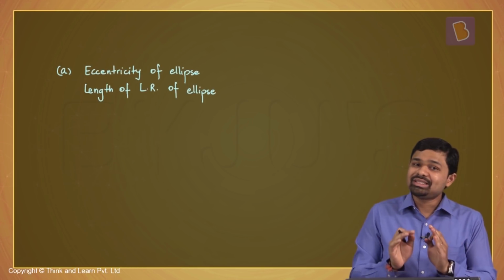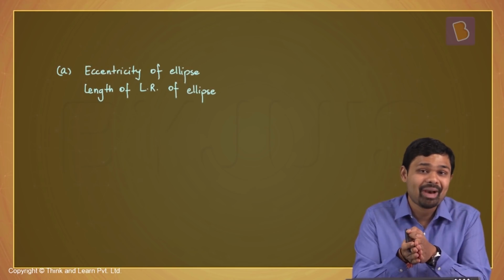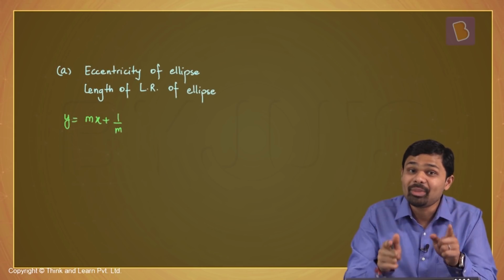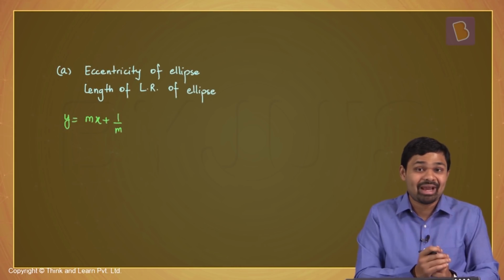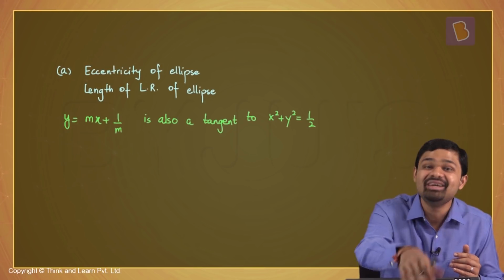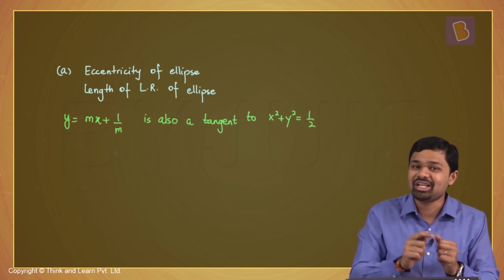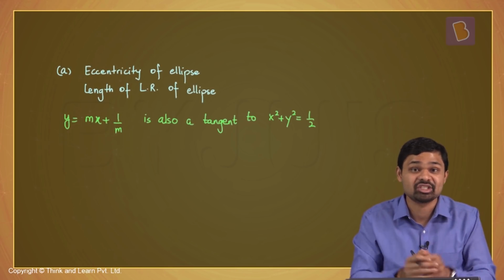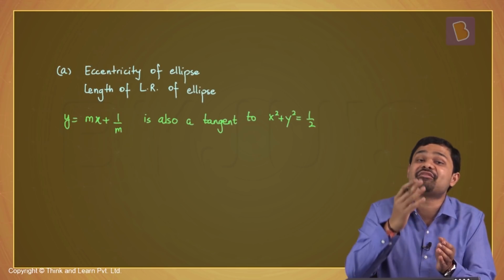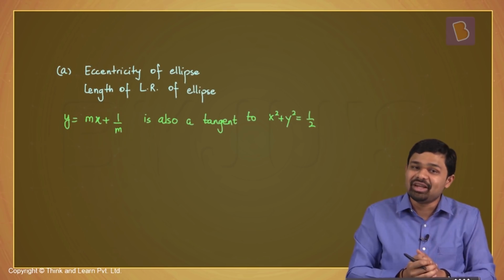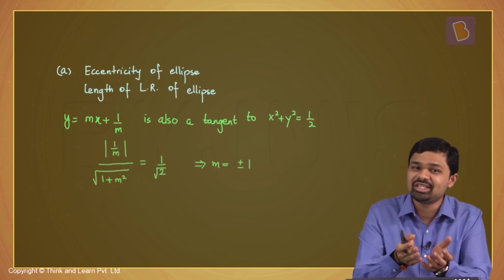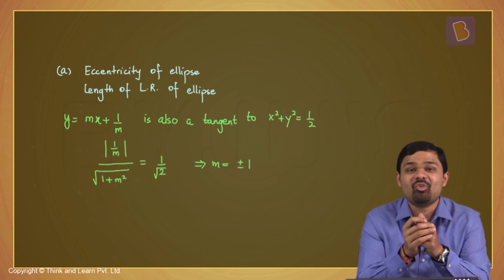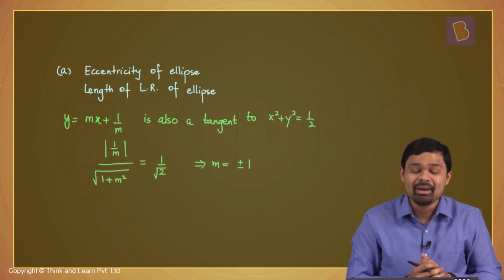Now, what is the equation of a tangent to a parabola? It's nothing but y is equal to mx plus 1 by m. But we know that this line y is equal to mx plus 1 by m is also a tangent to the circle. Now what's the property of a tangent to a circle? A tangent to a circle is actually perpendicular to the radius. So the distance of the center of the circle from the tangent is nothing but the radius. And so we are going to use that formula of distance of a point from a line, and using that arrive at what is the value of m. M turns out to be plus or minus 1.